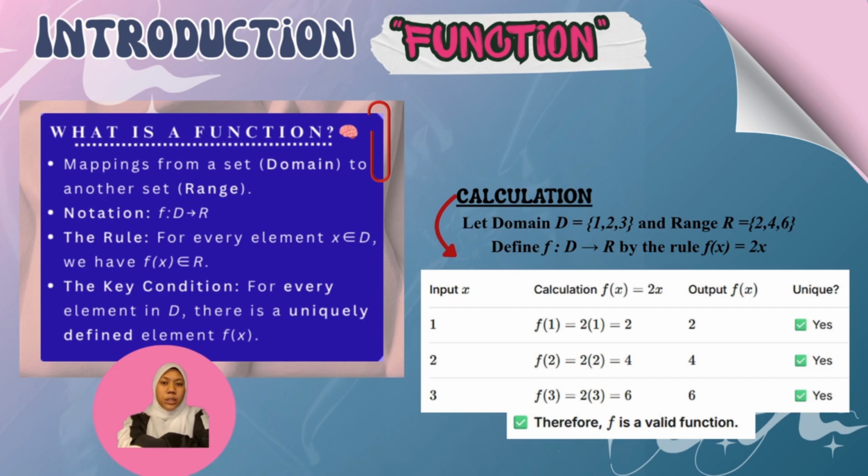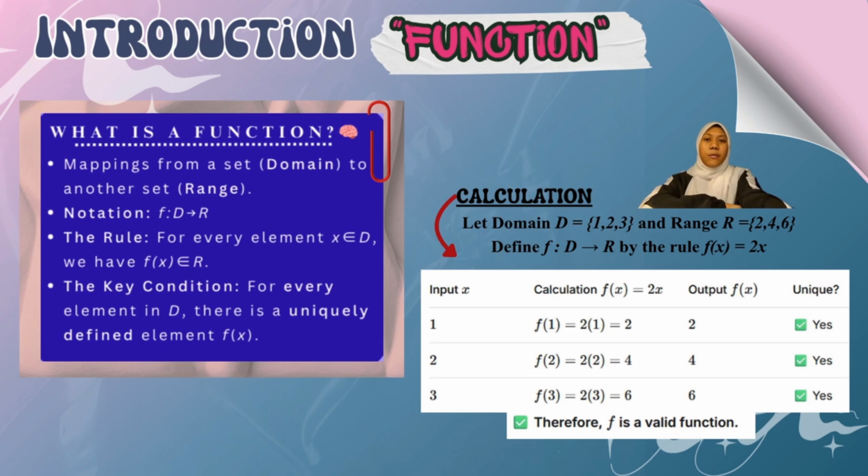Move on to the definition of a function. A function is a special type of mapping from one set called the domain to another set called the range. We write this as function f maps domain D to range R. The rule is simple. For every element x in the domain, there must be a corresponding output f(x) in the range. But here is the most important part, the key condition. For every element in the domain, there must be a uniquely defined output. That means no input can have two different outputs.